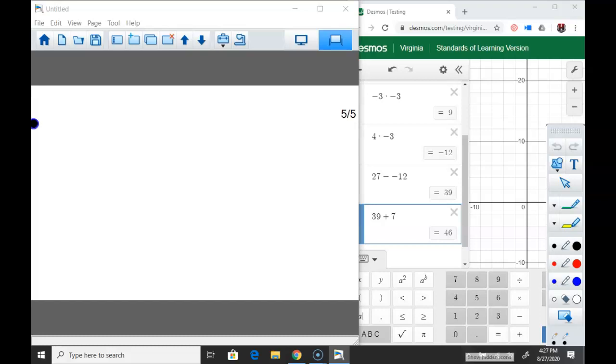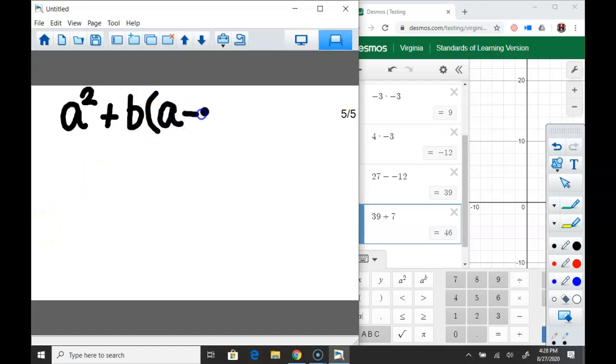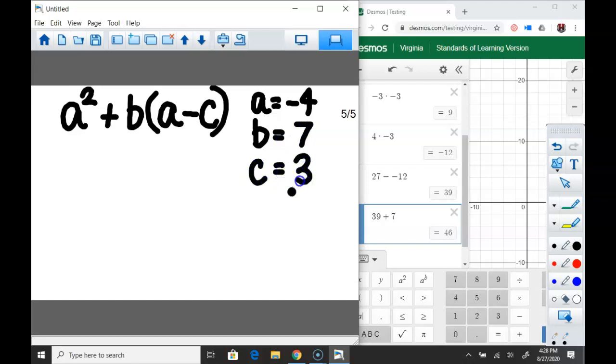All right, one last problem. We're going to do a squared plus b times a minus c. And we're going to make a negative 4, and b 7, and c 3.